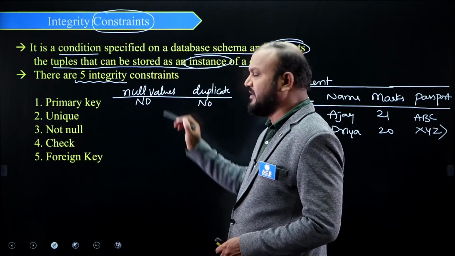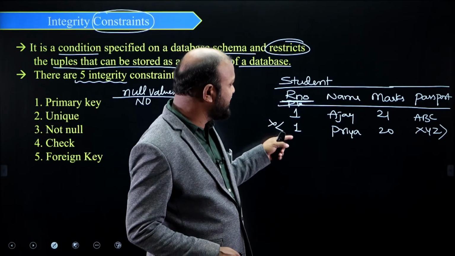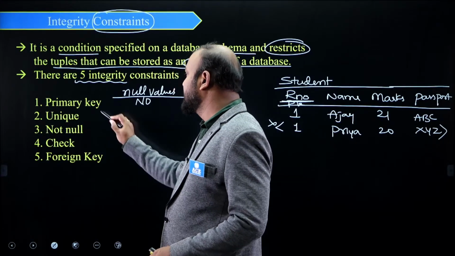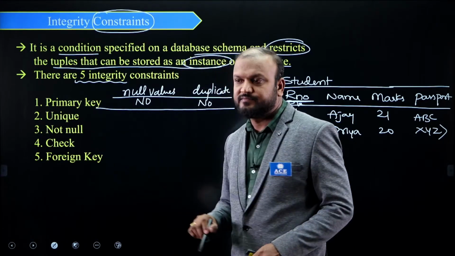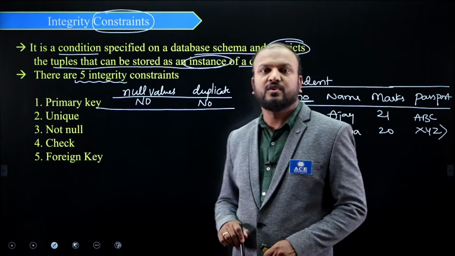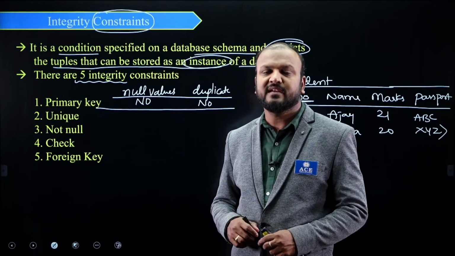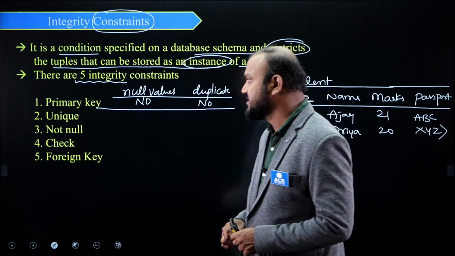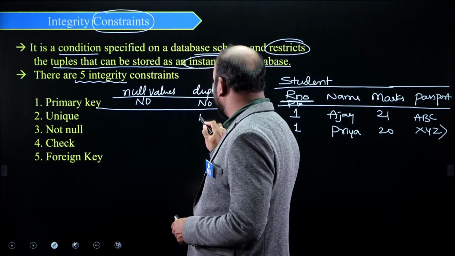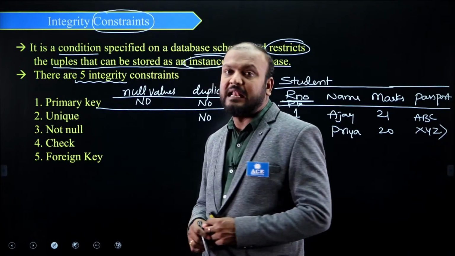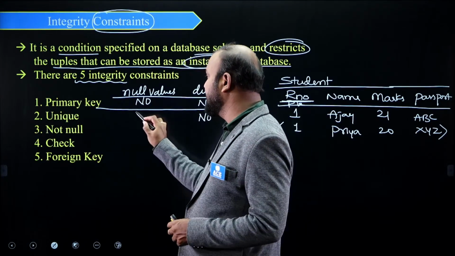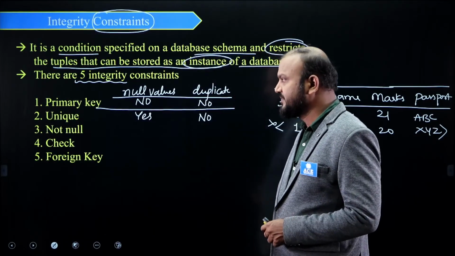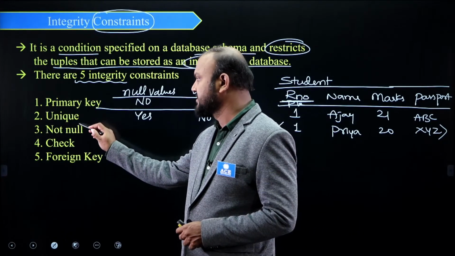The same thing holds for null values. Suppose you are trying to store a null value in this roll number column, that is going to be rejected by the database system. Now look at unique. The name says unique. Unique in the sense there will be no duplicates. But what about a null? It is allowing null values, but no duplicates.